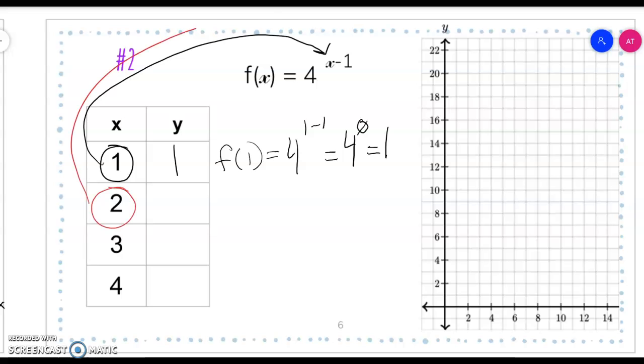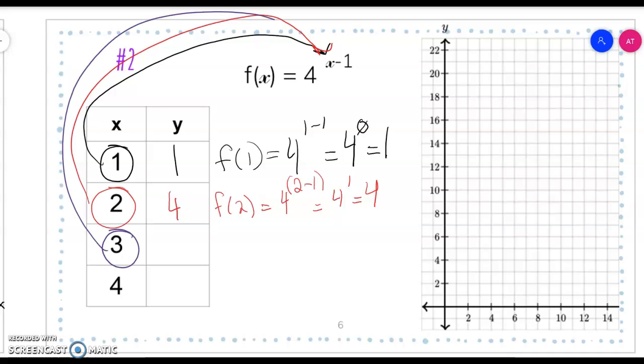That one is pretty easy. Let's do 2. So I have f of 2 equals 4 to the power of (2 minus 1). You can put it in parentheses if you want, that way you can keep it consistent. So 2 minus 1 is 1. So now 4 to the power of 1 is 4.